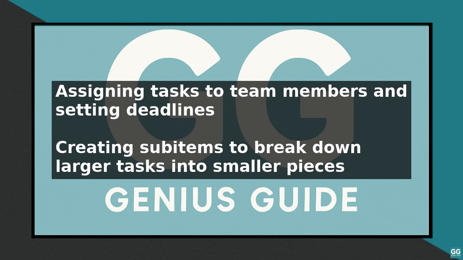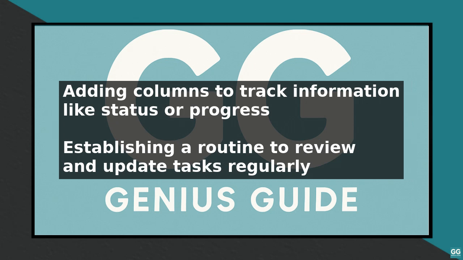Another important feature in Monday.com is the ability to add columns to your board. Columns can be used to track different types of information, such as status, priority, or progress. To add a column, click on the plus icon at the top of the board and select the type of column you want to add.